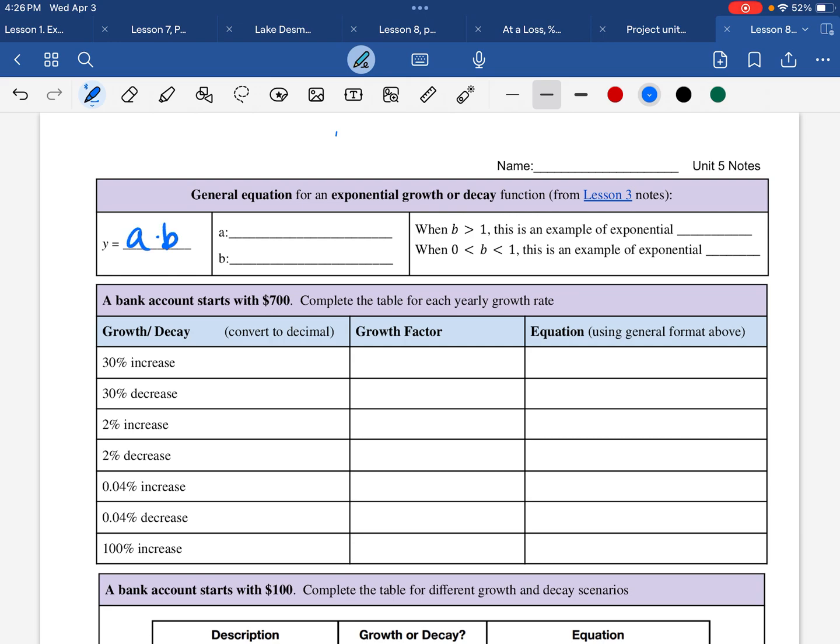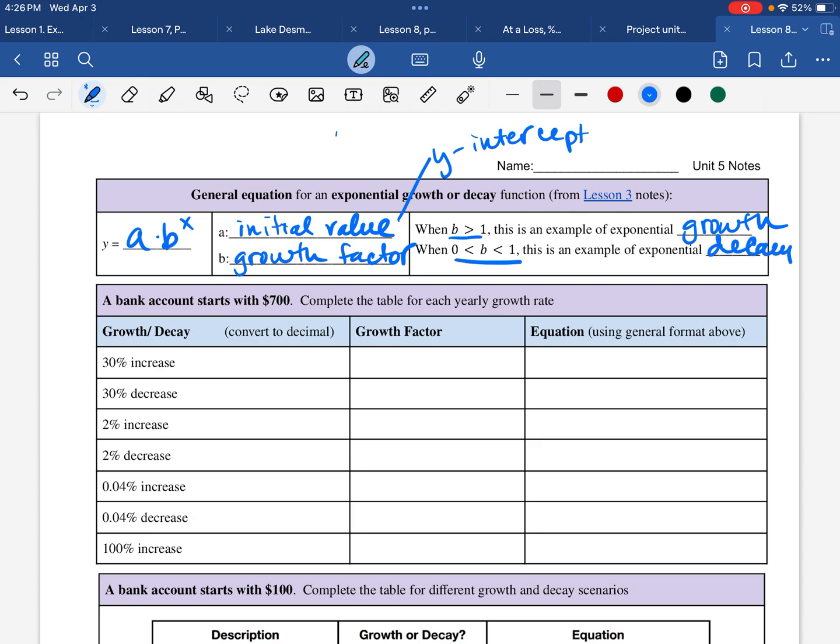So if you remember, it's a times b to the x, where a is the initial value and b is the growth factor. Sometimes we call it the growth rate. Either one is acceptable. The initial value is also the y-intercept. It's what y equals when x is 0. And when b is greater than 1, this is an example of exponential growth. And when b is in between 0 and 1, this is an example of exponential decay.